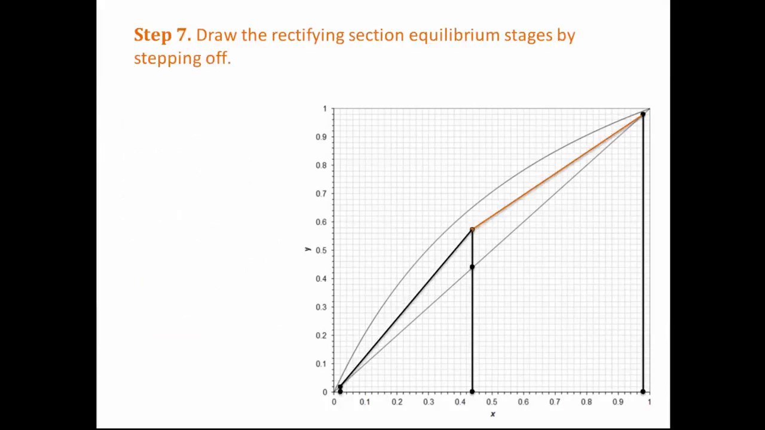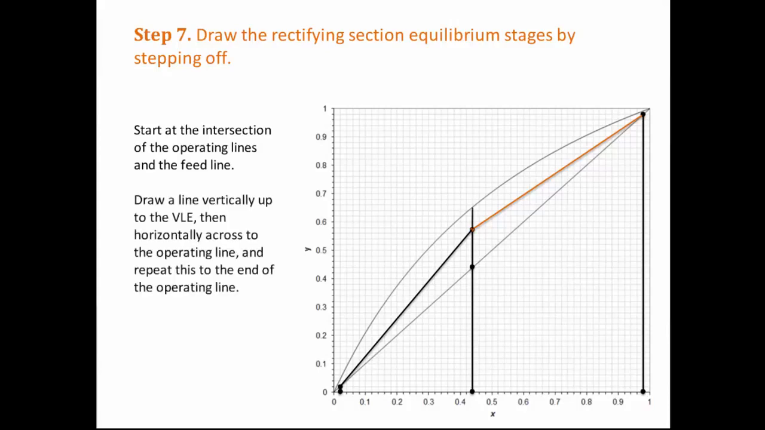Next, we're going to draw the equilibrium stages in the rectifying section. We do this by stepping off. Start at the feed point, which is the intersection of the operating lines and the feed line. Draw a line vertically up to the VLE. Then draw a line horizontally across to the operating line. Repeat this to the end of the operating line. Each step represents an equilibrium stage.